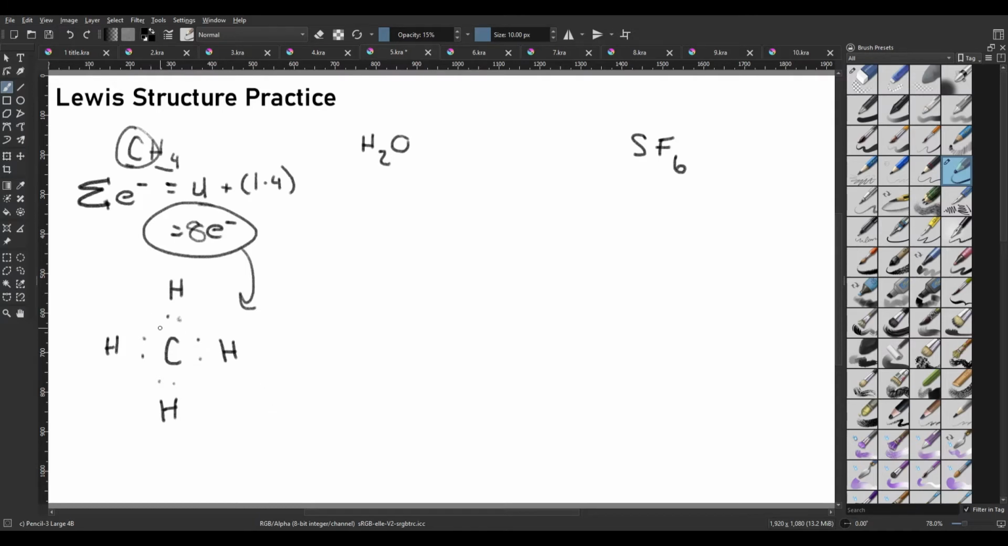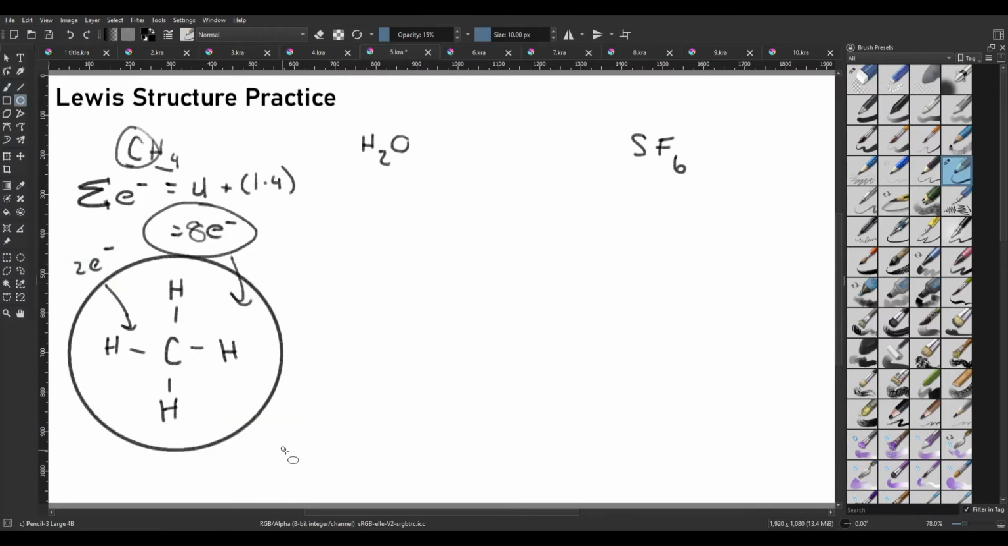And again, remember, because this is a covalent compound, these electrons are shared. We can denote that in a Lewis structure by using a line instead of two dots. So we can draw one, two, three, four lines. Each line represents 2 valence electrons. And because we have 4 lines, there's 8 valence electrons total. So this is our correct Lewis structure for methane, CH4. That is how our Lewis structure for methane looks.